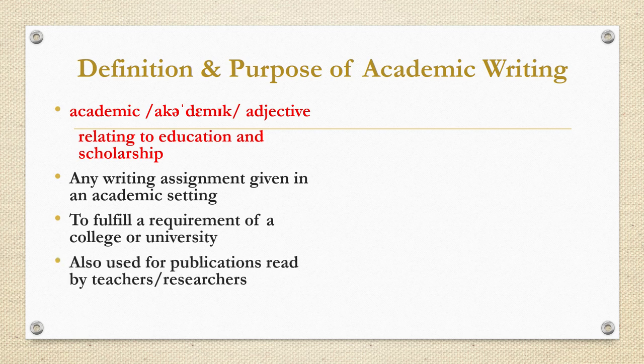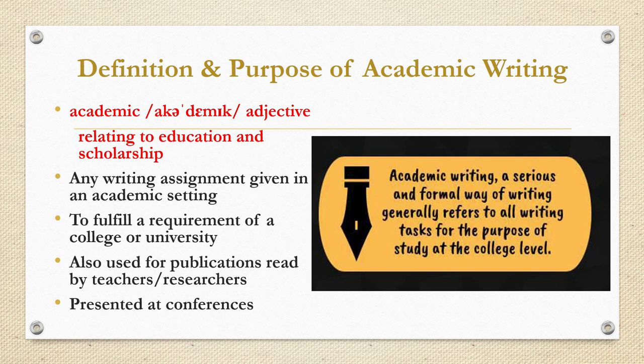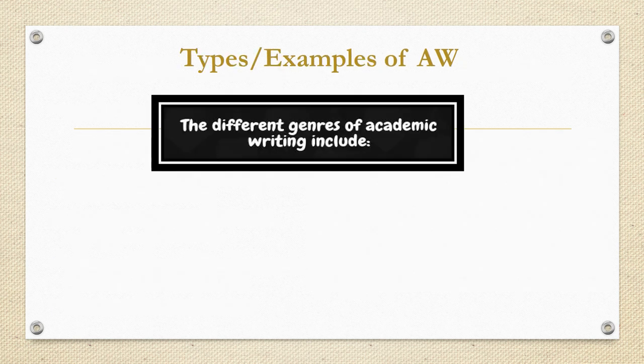Academic writing can also be used for publications, which teachers write, or the research which researchers present at conferences. So in a simple way, academic writing is a serious and a formal way of writing, which generally refers to all writing tasks for the purpose of study at the college level.